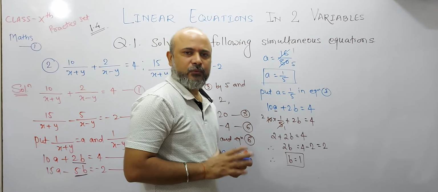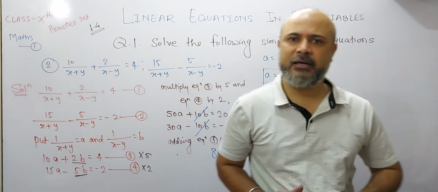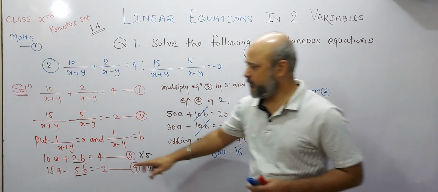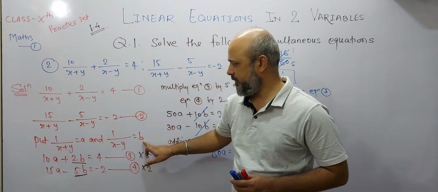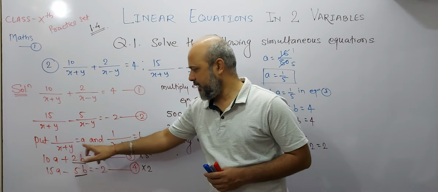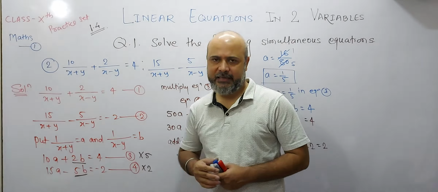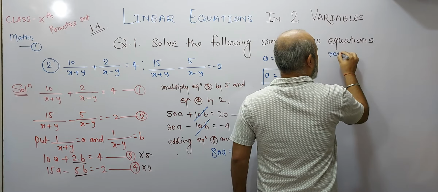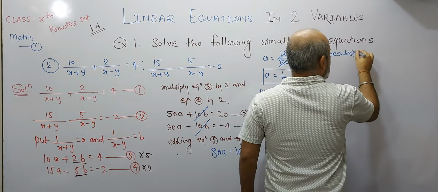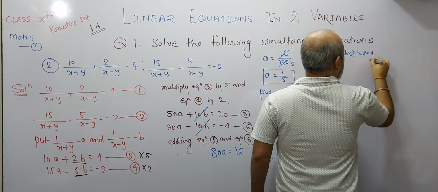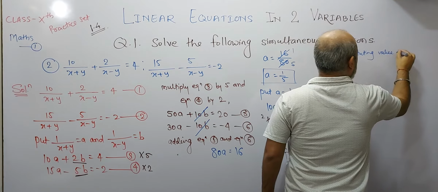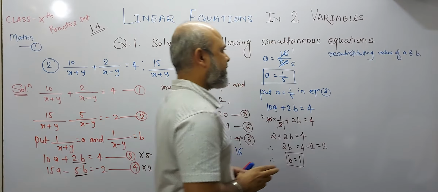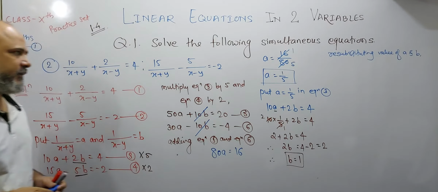Okay, student. So once we get the value of a and value of b, you are going to resubstitute again, because we know what is a, what is b. So a is 1 upon x plus y and b is 1 upon x minus y. So I will write here resubstituting value of a and b.